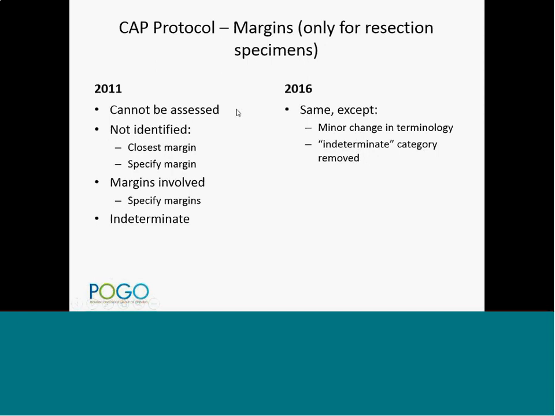The next category is margins, and again, obviously we're not talking about small biopsies here, but resection specimens. And I think that the categories are essentially the same. The indeterminate category has been removed, which I thought was a good idea because I couldn't really see what the difference was between indeterminate and cannot be assessed. So it's just been tidied up a little, and the categories are fairly self-explanatory.